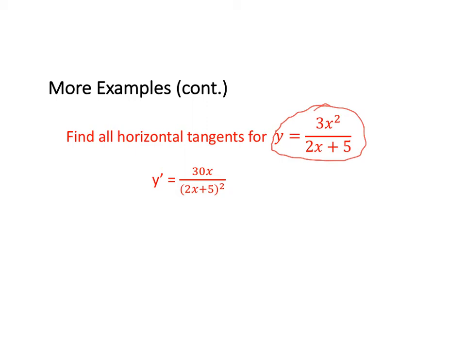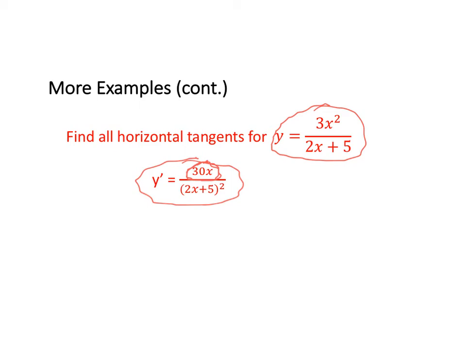Is the slope of this graph, the instantaneous slope of this graph, equal to 0? Well, if I take the derivative, remember from the previous example, the derivative is simply equal to 30x over (2x plus 5) quantity squared. Well, where is that equal to 0? That's equal to 0 where the numerator is equal to 0. And in this case, the numerator is equal to 0 when x is equal to 0. So the horizontal tangents occur where x is equal to 0.